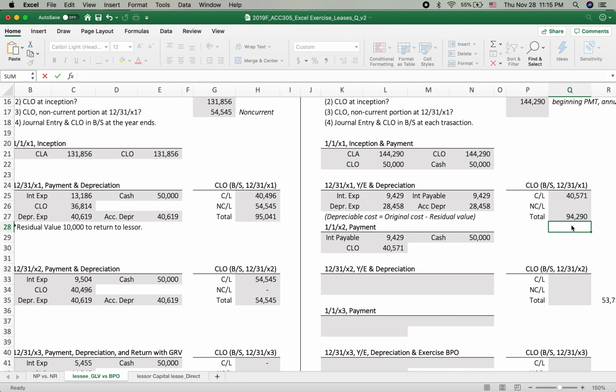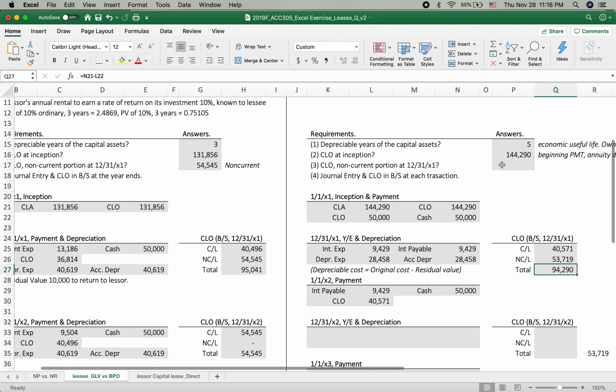Okay, so that's it, 94,250, right? And then what is the non-current portion of this capital lease liability, the obligation? We just subtract. You can just plug in, right? Okay, so what is the answer? Answer is number 3 answer. We got it.